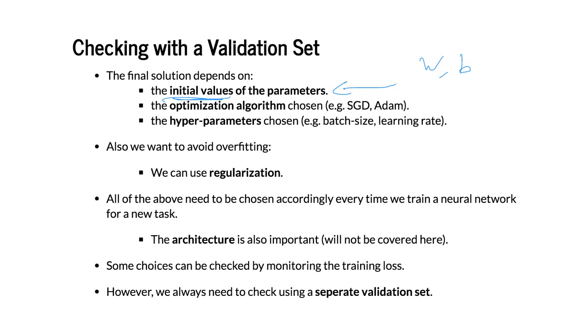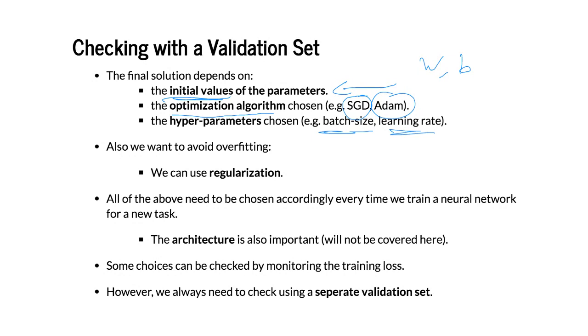Second important thing is the optimization algorithm. So we have been using SGD so far, but there are other algorithms more advanced than SGD, like Adam. In many cases, Adam can give significantly better models. Another thing is that we have to select the hyperparameters, and we have seen two important ones, like batch size and the learning rate. With poor choices of the learning rate, you can get very, very poor models.